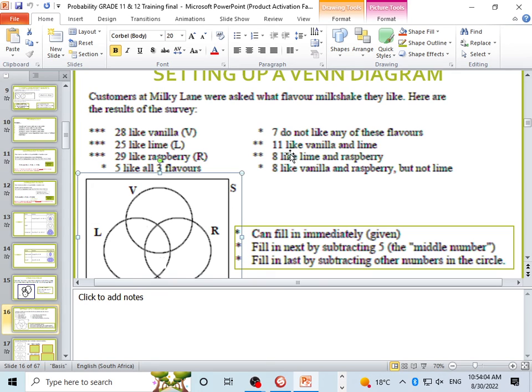5 of the 8 that like lime and raspberry is already in that section. Do you see that? That is the whole section for lime and raspberry. Not just that part. This part, look at where that arrow is now. That is for liking lime and raspberry but not liking vanilla. The space for liking lime and raspberry is this space. So therefore, if they tell me that 8 people like lime and raspberry and 5 of them are already in there, I can only put a 3 in there.